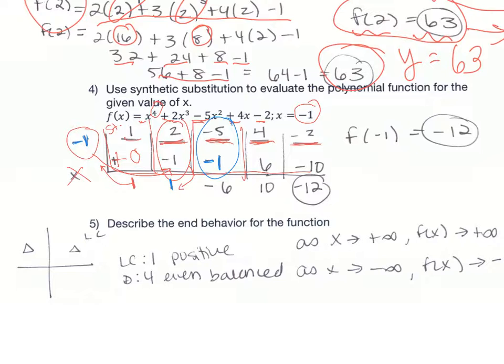Negative 5 and negative 1 gets us negative 6. Now we multiply. So negative 6 times negative 1 is 6. Inside we add. 6 and 4 is 10. Outside we multiply. 10 times negative 1 gets us negative 10. We add, and we get negative 12. Whatever number is left is your answer. So this is the number that went in, and this is the number that comes out. This is what went in for x, and this is what came out, aka y.